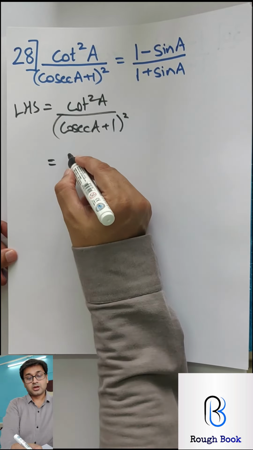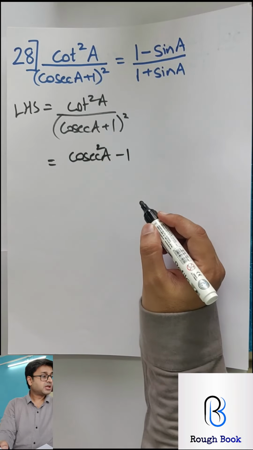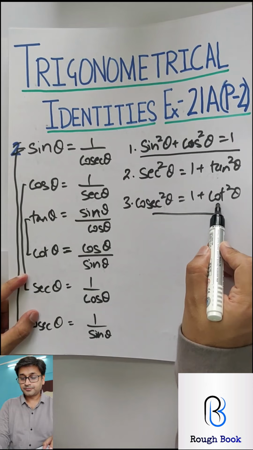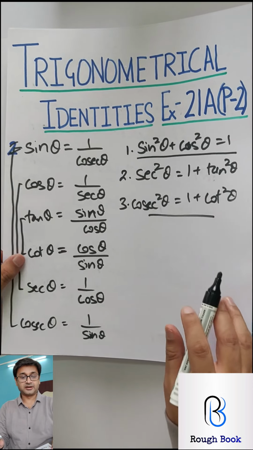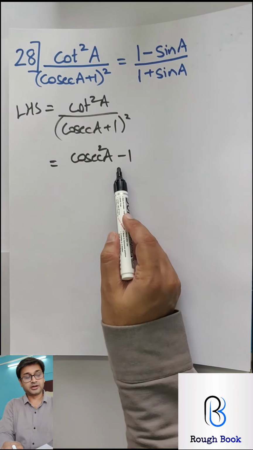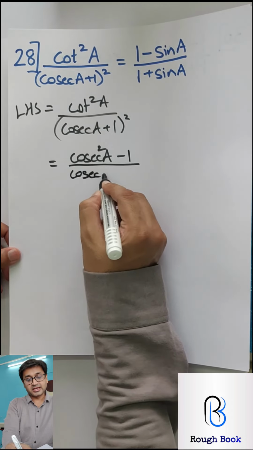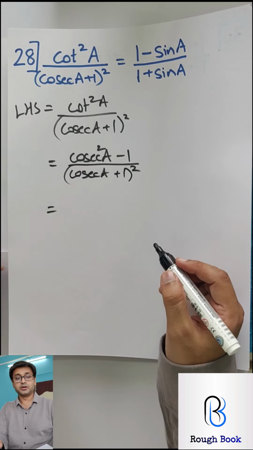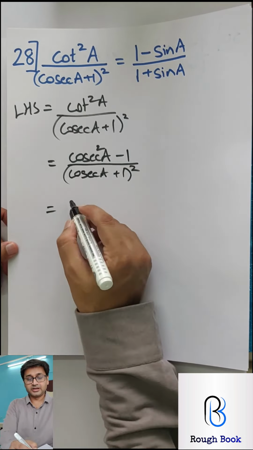So what can I do for cot square? Any clue? Cot square can be written as cosec square minus 1. See, if you still do not know it, I'll just show it to you once again. Cosec square is equal to 1 plus cot square, so cot square is cosec square minus 1. That's how this has come. So I've written over here instead of cot square, cosec square minus 1, upon cosec A plus 1 the whole square. Are you getting it? Why did I write it like that? Chalo, I have given you a big hint over here. Take it forward from here and get me the answer. If you don't get it, come back, I will help you.